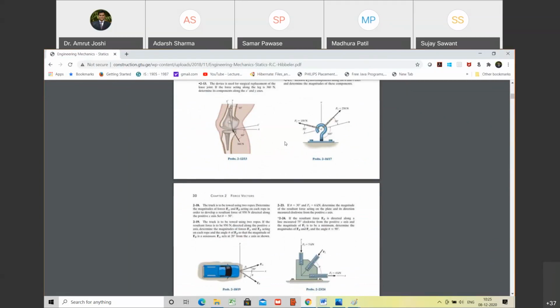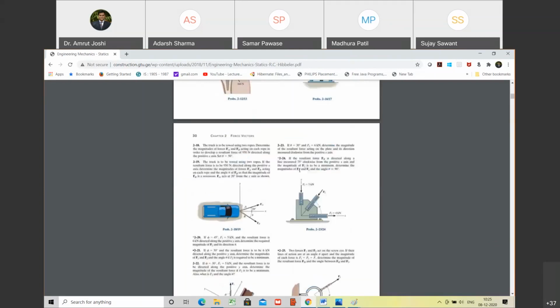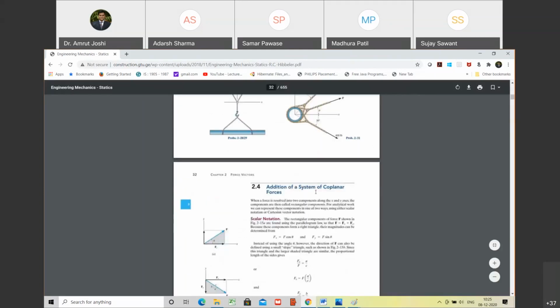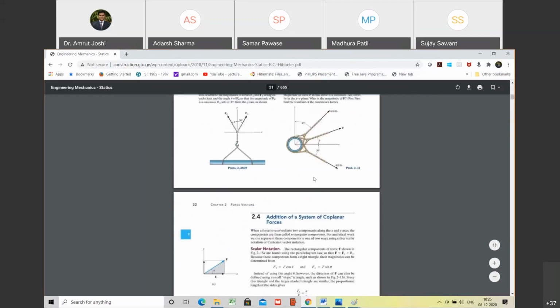So by that way you will be confident about resolving the force along rectangular components. We are not going to stop here. We are going to tomorrow also solve a few more problems based on this concept, with slightly increased difficulty level. We will try to solve these next problems in tomorrow's class. Are you with me? Yes, sir.